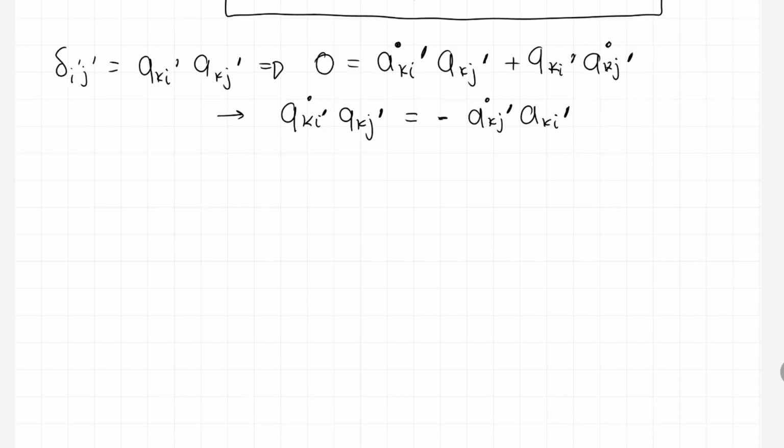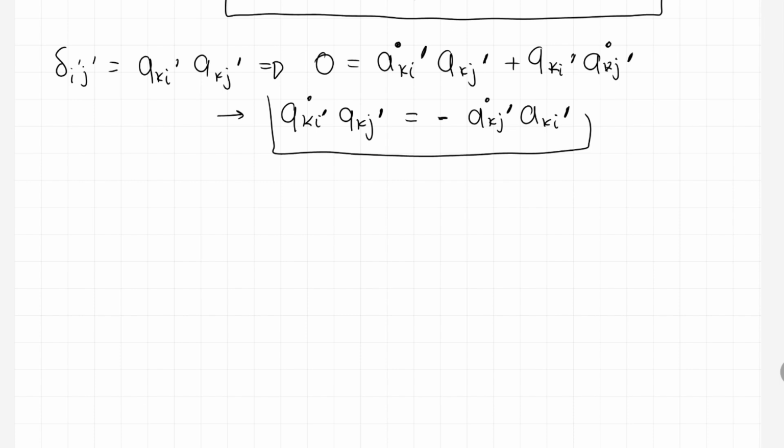Notice that I switched the order of the product in these two quantities. That can be made because these are just real valued functions that depend on t. So we have this relation again. But the important thing to notice is that this equation tells us that the product of a_ki' dot and a_kj' is antisymmetric in the indices ij.